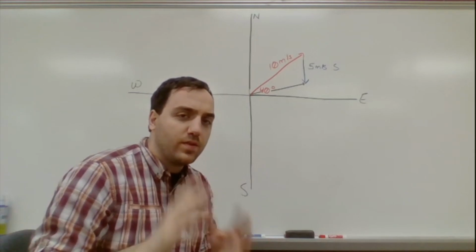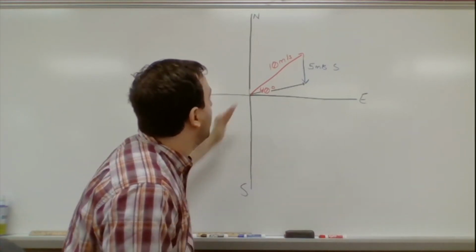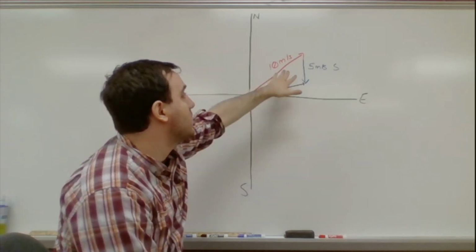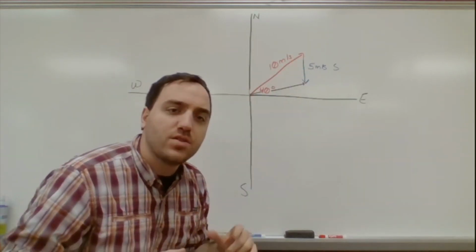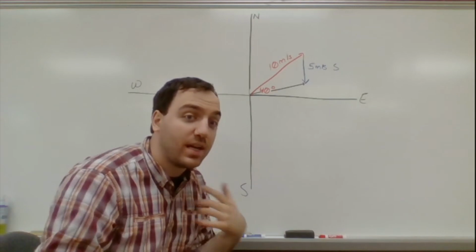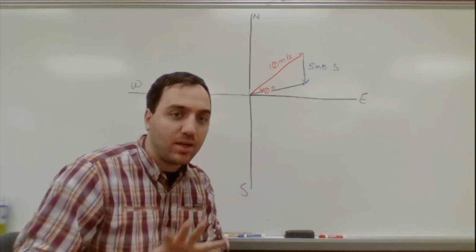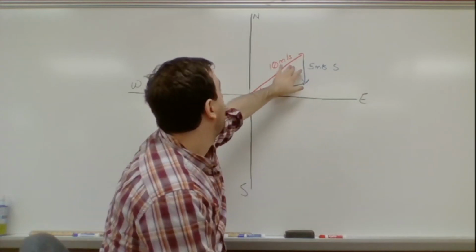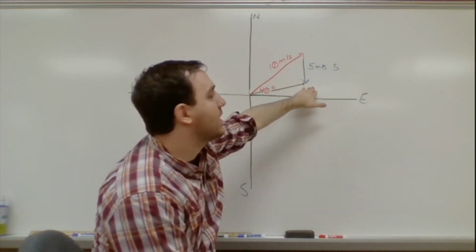So here we've got two vectors once again. We've got this red vector going up at a 40-degree angle north of east for 10 meters per second. We can add any two vectors as long as they're the same kind of quantity. Meters per second can add to meters per second, but it can't add to meters. The usefulness of this will be outlined in your homework a bit more. And then we have 5 meters per second south.